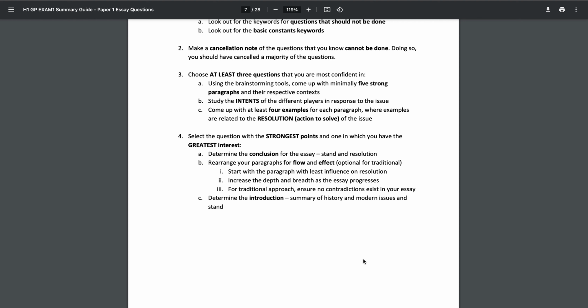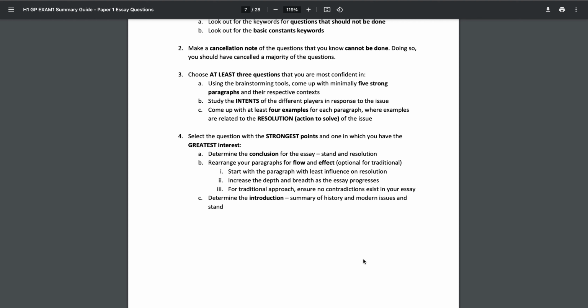First, determine the conclusion. What is your stand? What is your final belief? Based on whatever you're talking about. Next, rearrange your paragraph for flow. In fact, this is only for those doing the enhanced version. And then you should start with the more basic one, your SPE, social, political, economic, your six players and stuff. Everything that is so basic, so less important, put it at the front. As the essay goes on, you need to increase the depth.